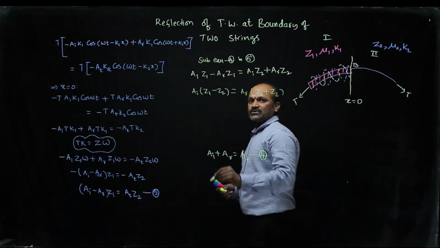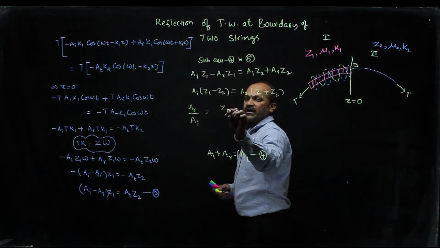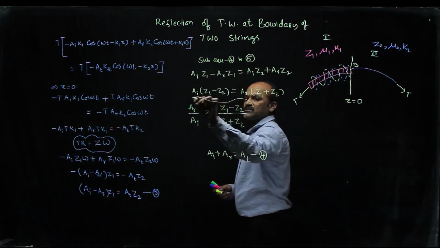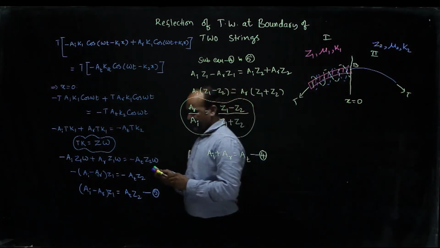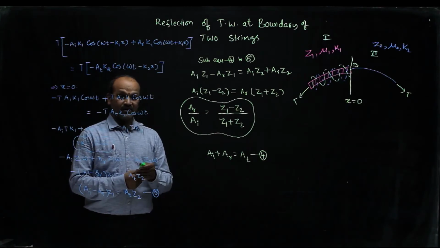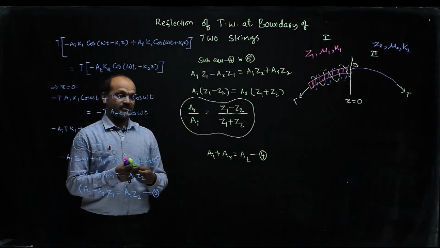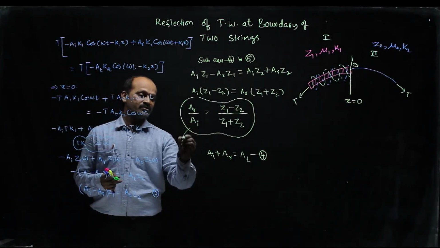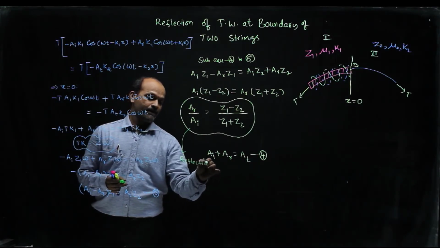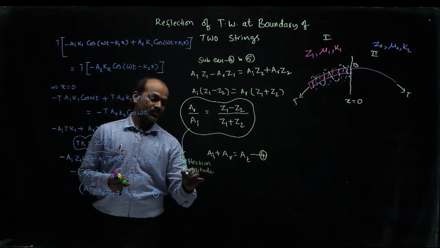Okay, so Ar by Ai is (Z1 minus Z2) by (Z1 plus Z2). This is one of the important parameters in choosing the material for different engineering purposes. So this Ar by Ai is the reflection amplitude coefficient.